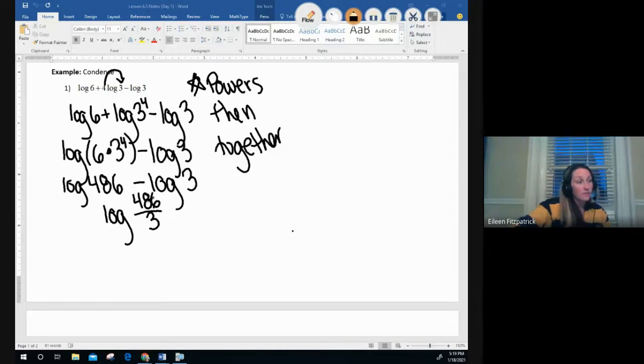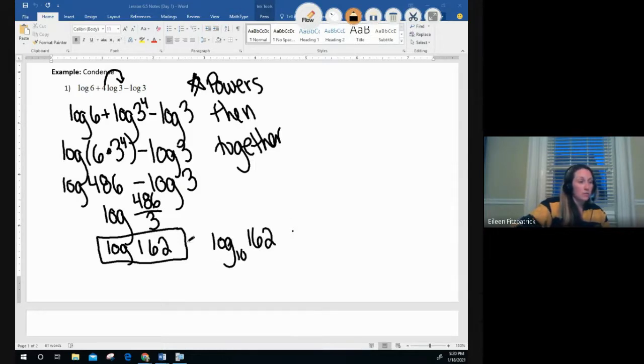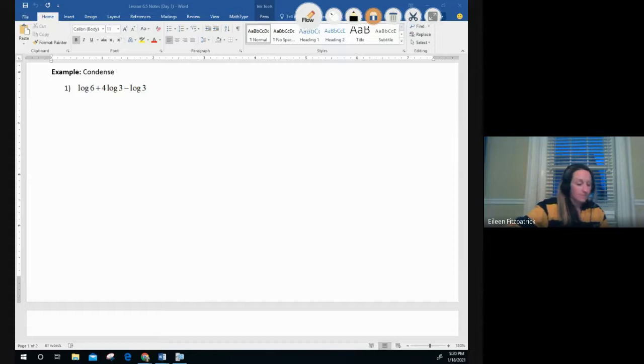And then if it is divisible, go ahead and divide. So you're going to have log of 162. Okay. So it's either log base 10 of 162 or just log 162. Because if the base isn't written, we know it's automatically a 10. All right. Let me see what else we have for this lesson.